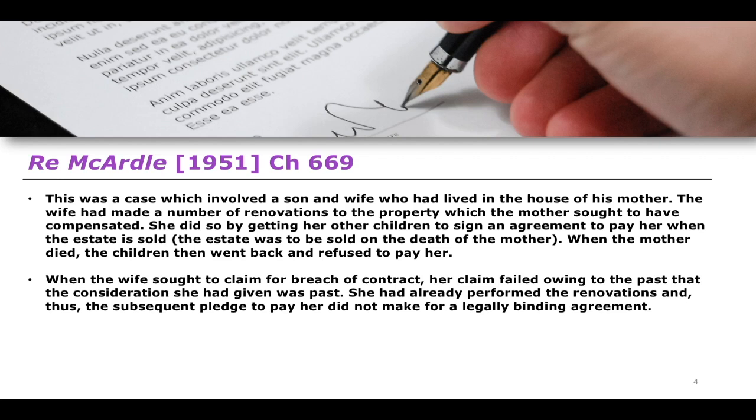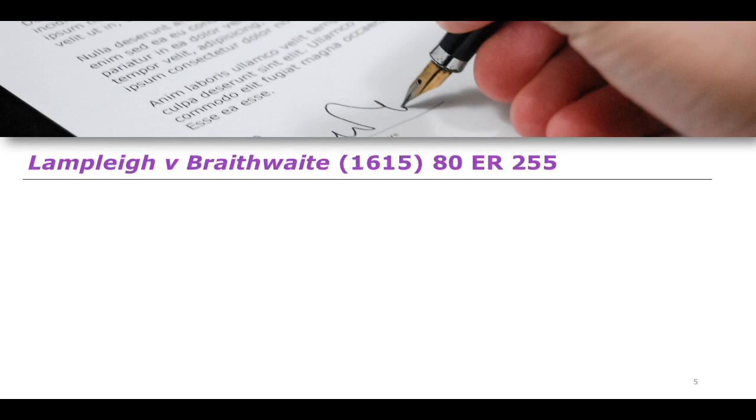It didn't make for consideration, okay? She had performed the renovations, and then only after the performance of the renovations, she had done her end of the virtual contract, if you will. The mother then said that they were going to make an obligation to have her be paid after the estate is sold. This is known as past consideration. Therefore, there was no contract, and therefore there could not have been a breach of said contract.